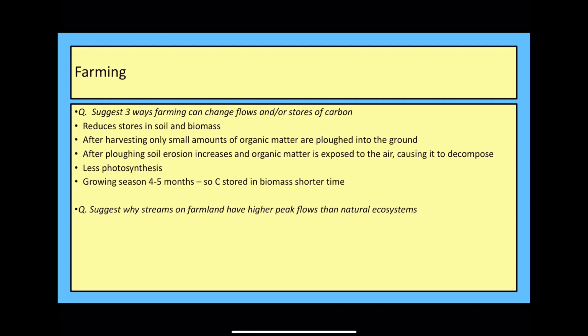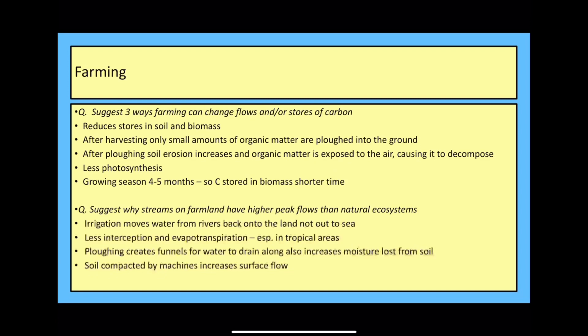And then why are streams on farmland often higher than in natural ecosystems? So the main thing here is irrigation, so watering.